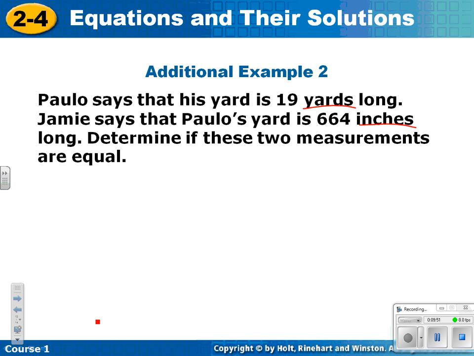12. There's 12 inches in a foot. And how many feet are in a yard? 3. So if there's 12 inches in a foot, and there's 3 of them in a yard, so 12 plus 12 plus 12 is 36. There are 36 inches in 1 yard.